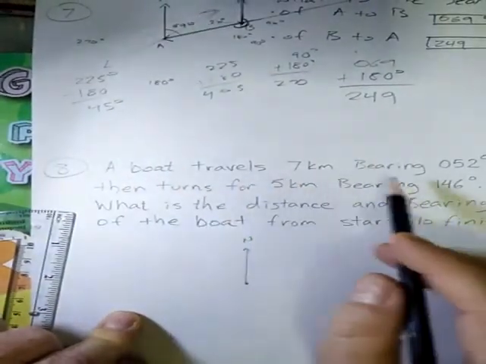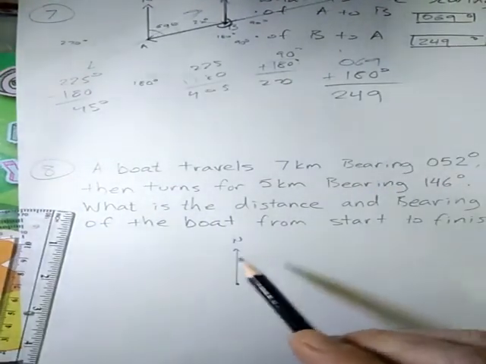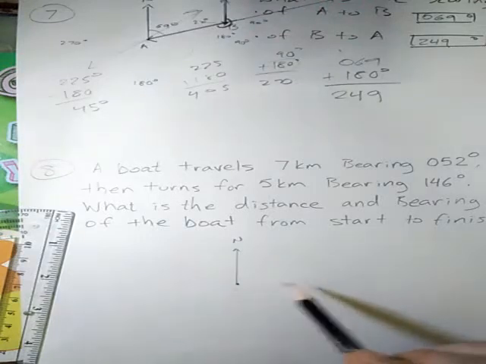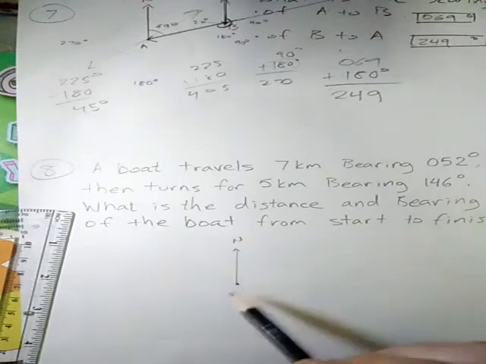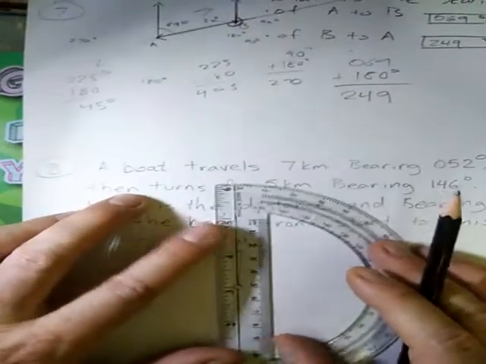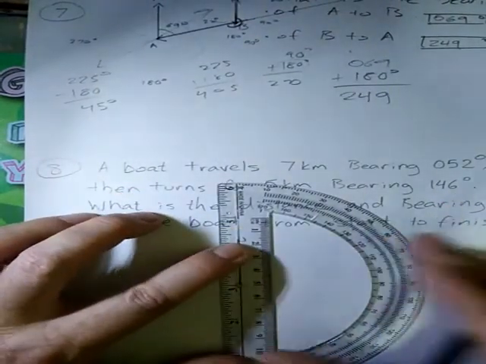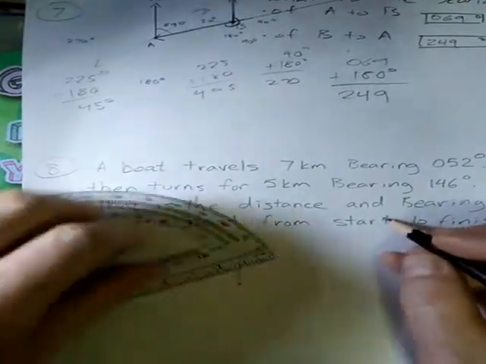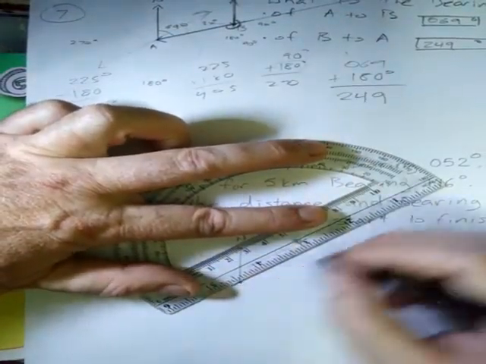So a boat travels 7 kilometers bearing 052. So I want to find 052. So I remind myself that east, or this way, is 90, so 052. 45 is right in the middle, so 052 is going to be somewhere right in here. So I'm going to measure an angle of 52 degrees, which is about here. And so I draw a line there.